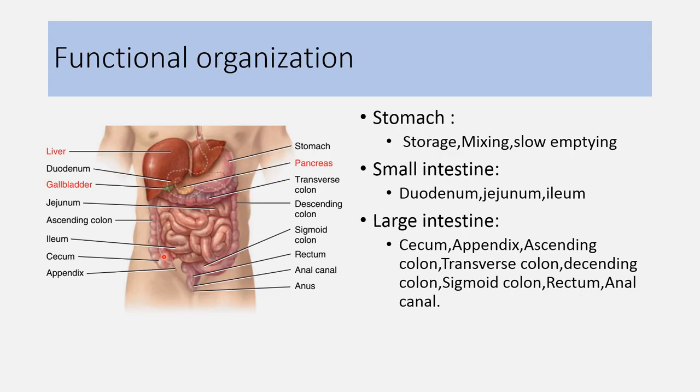The large intestine contains various parts like the cecum, appendix, ascending colon, transverse colon, descending colon, sigmoid colon, rectum and anus. Through the anus, undigested food particles, sloughed out epithelial cells and various gastrointestinal secretions are excreted into the external environment.